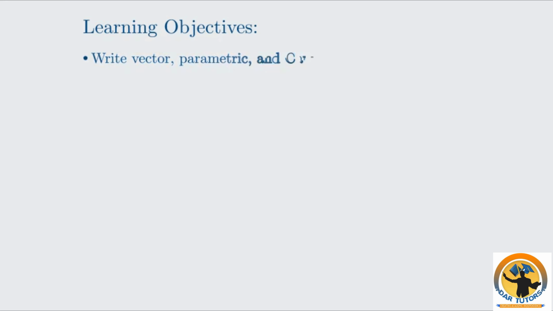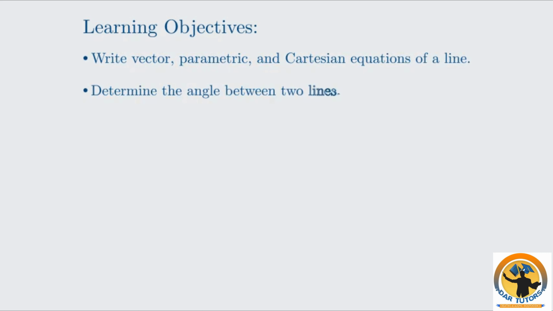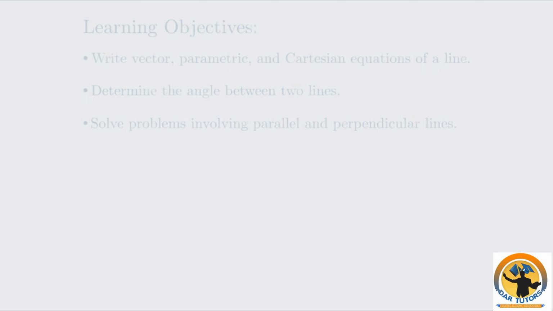By the end of this session, you will be able to: first, write the vector, parametric, and Cartesian equations of a line. Second, determine the angle between two lines. And third, solve problems involving parallel and perpendicular lines. Let's begin by understanding how to define a line using vectors.